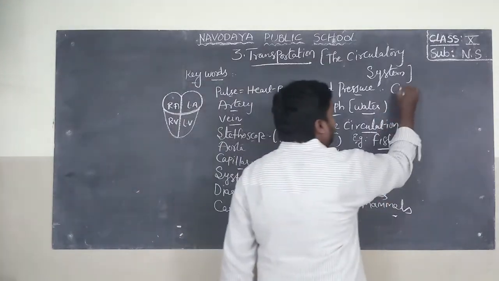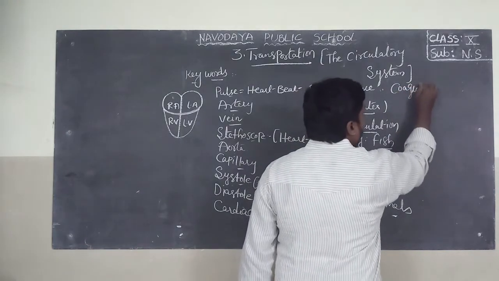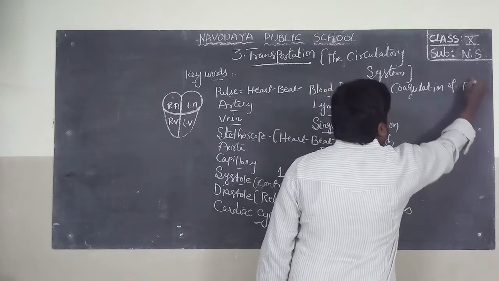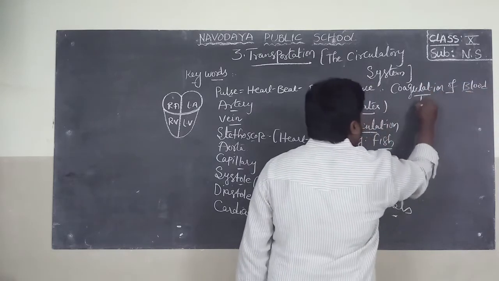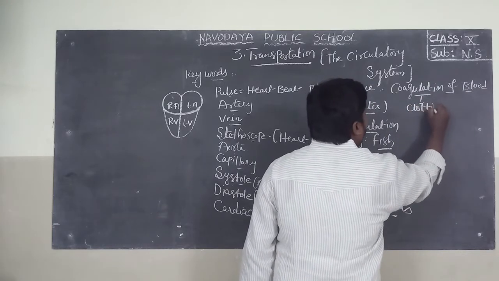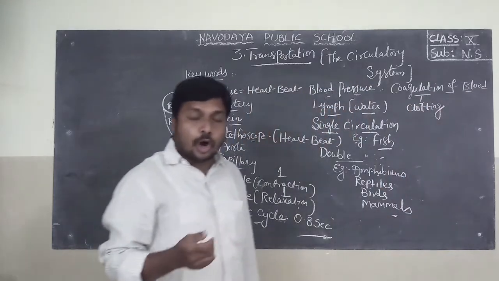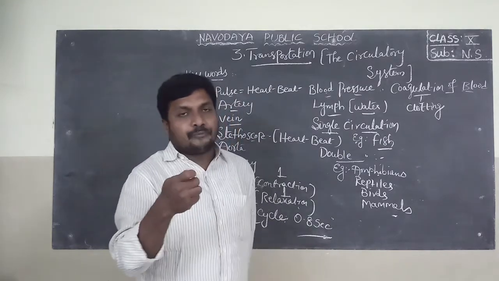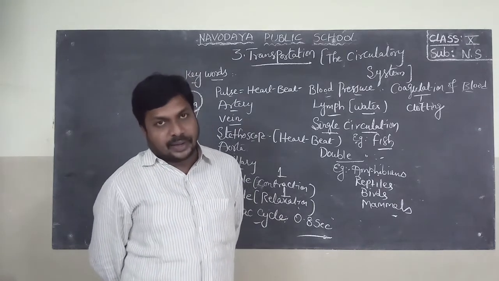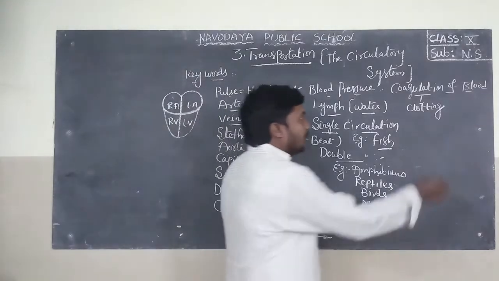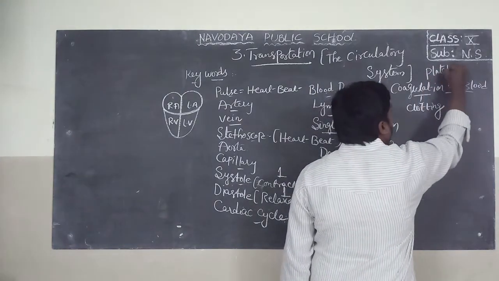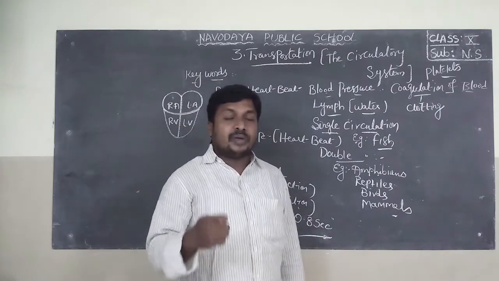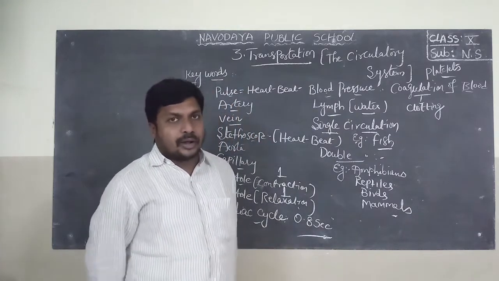Next one is coagulation of blood. What is meant by coagulation? Coagulation means clotting. At the time of injuries, blood will clot within 3 to 6 minutes. This is helpful to save people from overbleeding. We already know that blood platelets play an important role in coagulation of blood. We already learned the flow chart which shows coagulation of blood.